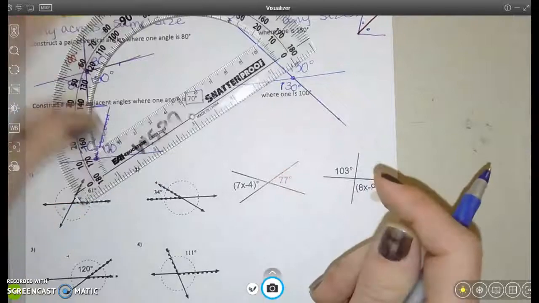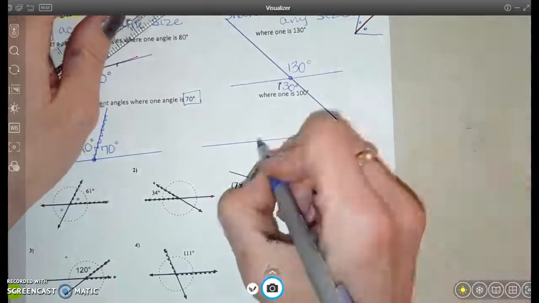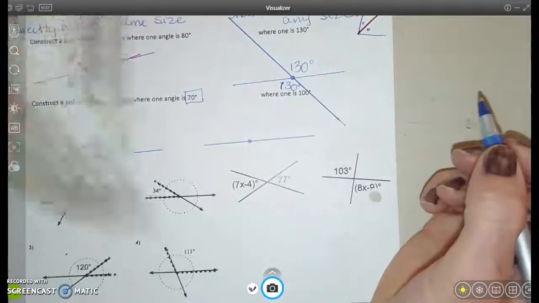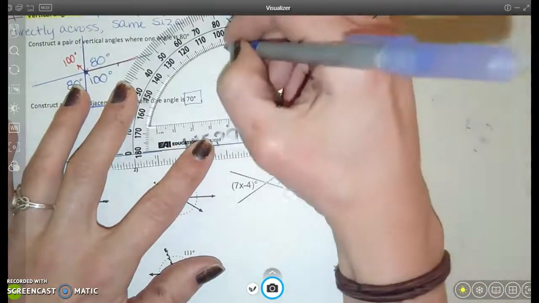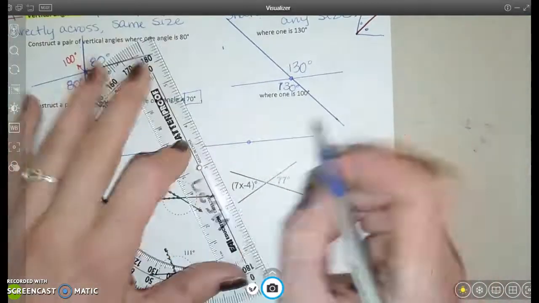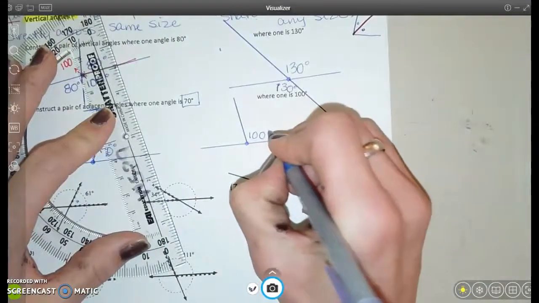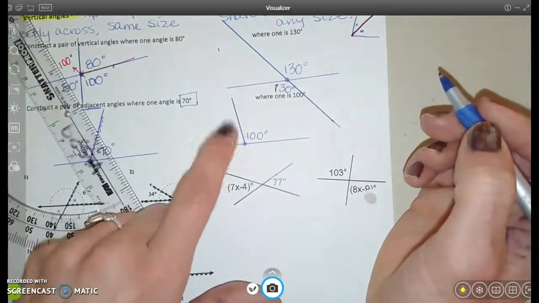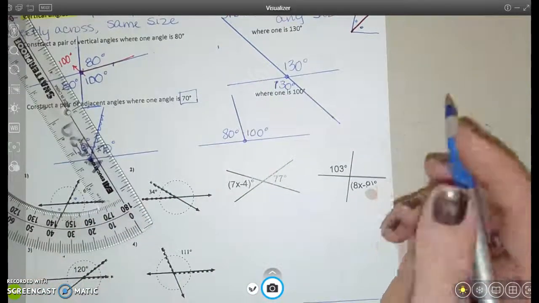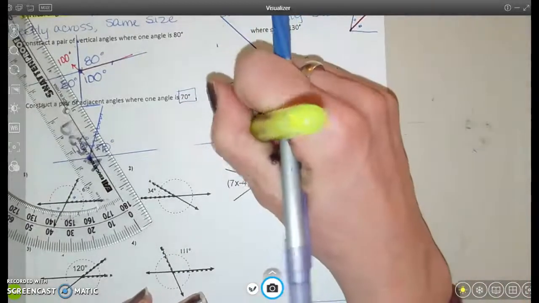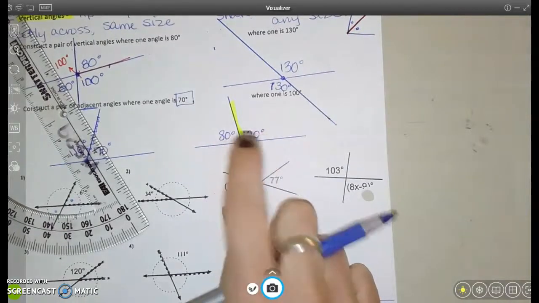Pause wherever you need to make sure everybody can catch up and get these drawn. There's my line. Put a vertex. Measure 100 degrees. Make a dot, and then a straight line. All right, so I'm gonna label my 100 degrees. Again, I could be lazy. I could just use this angle that's already next to it if you want, or you can draw any other angle next to it as long as they share a side. So my two angles share that highlighted side, and I put the measures of both of them in there.